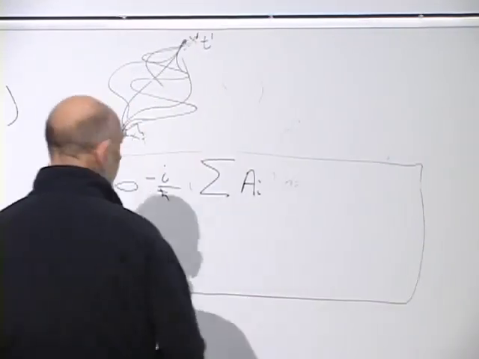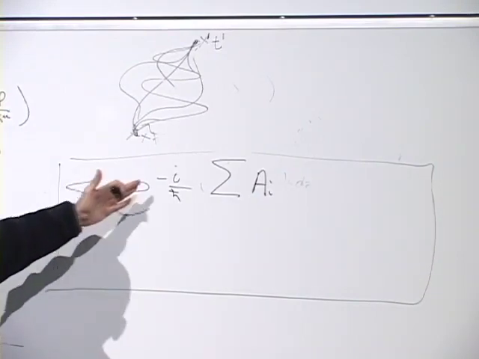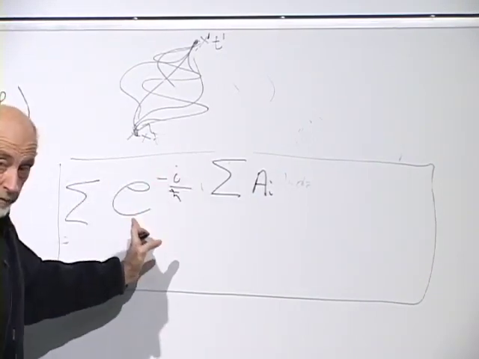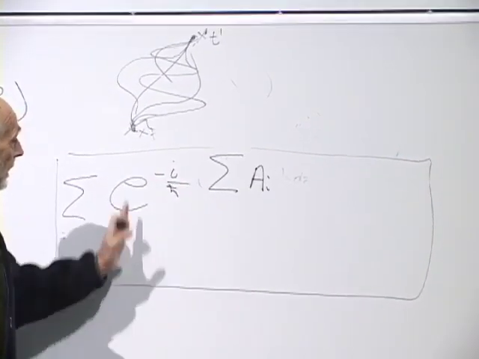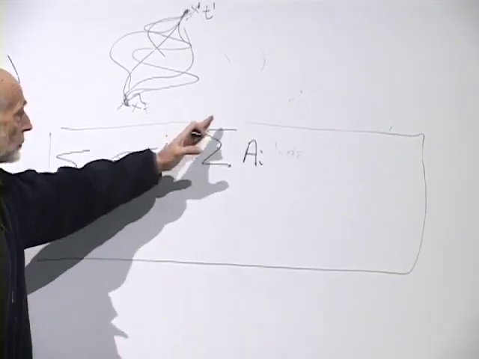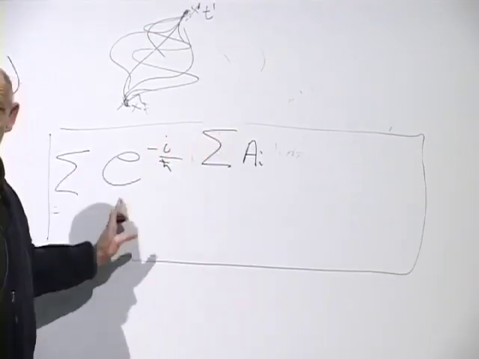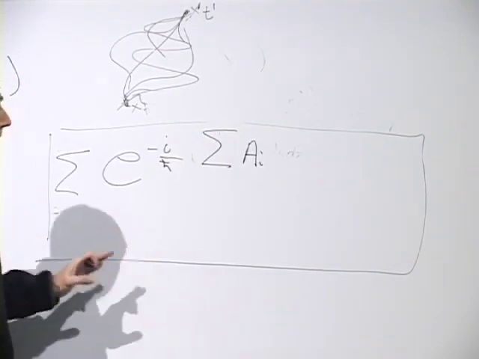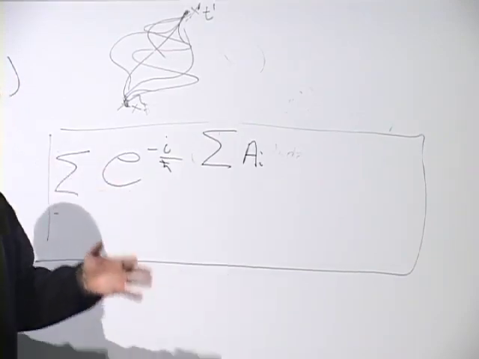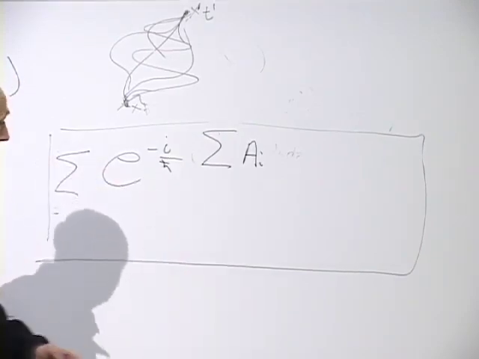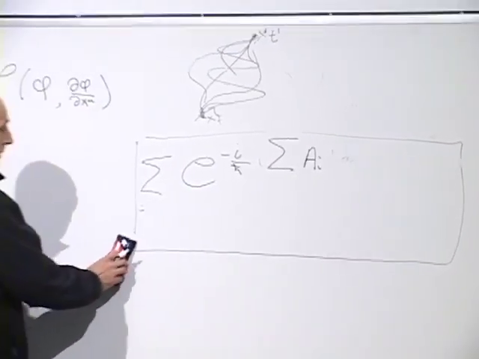Now, the thing about an exponential is that the exponential of a sum is the product of exponentials. E to the a plus b is e to the a times e to the b. So this can also be written another way.